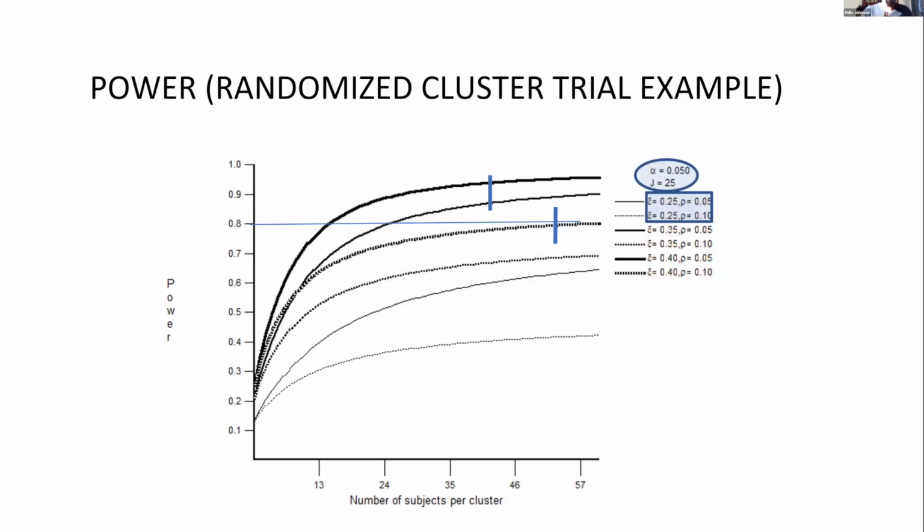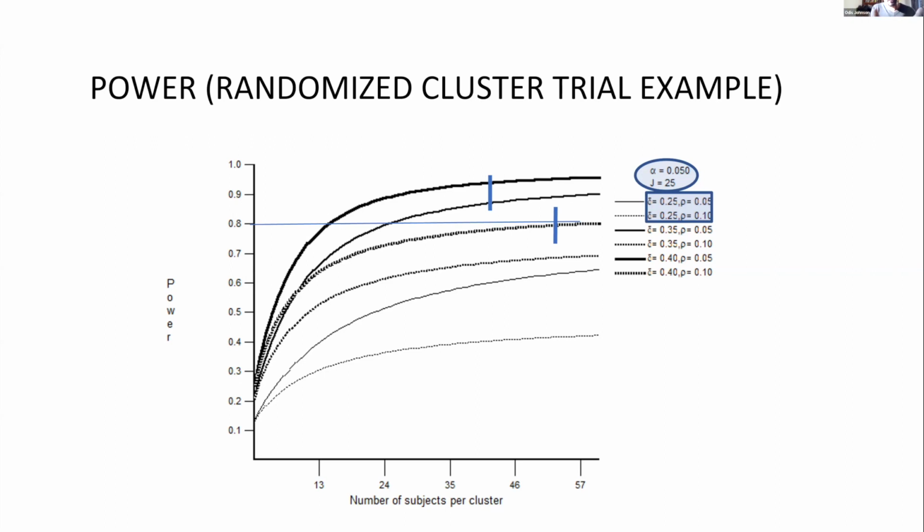relationships like this. So here we have an output, and I'll just explain it real quickly. You want to achieve a power level of 0.8. And I have a little blue line there where you can see the power level. Now here is a cluster randomized trial, and you also have your delta. Your delta on the right side, you'll see 0.25, then 0.35, then 0.40. And those are at the significance levels of 0.05 or 0.10, right?